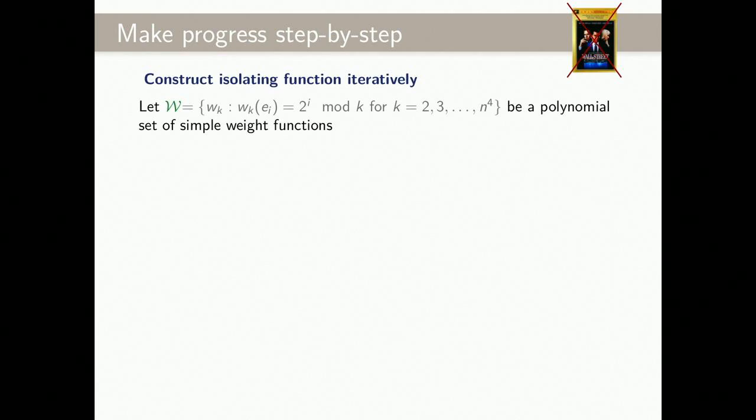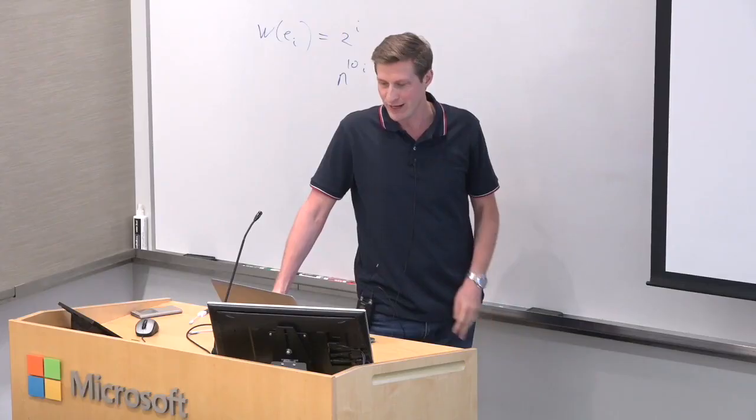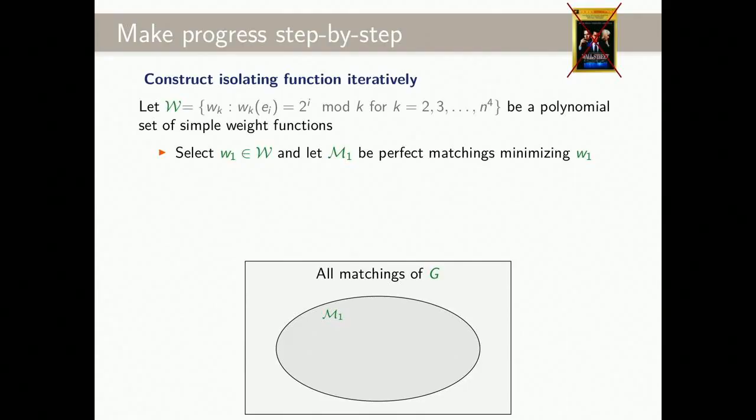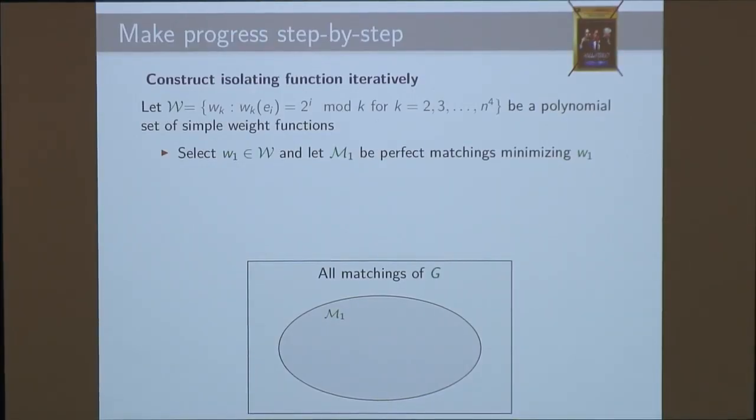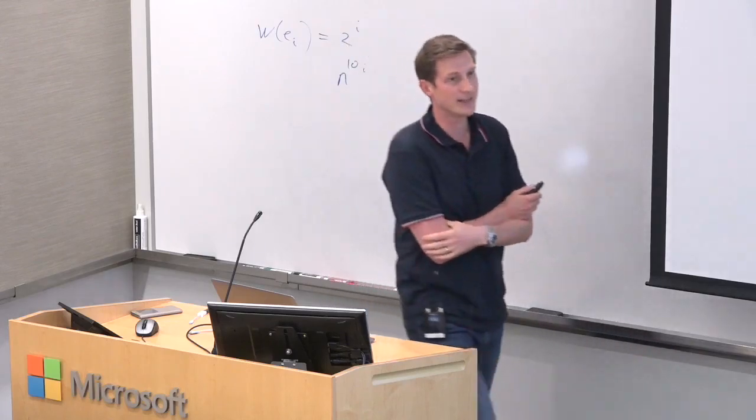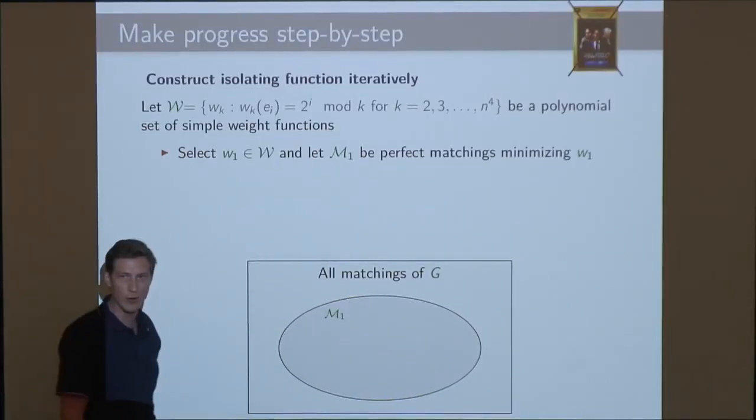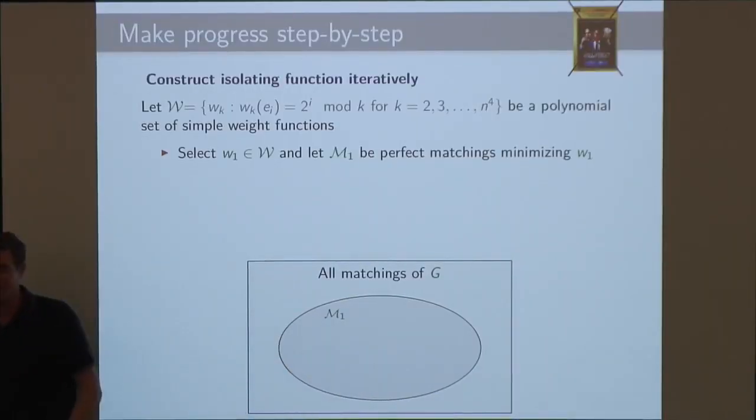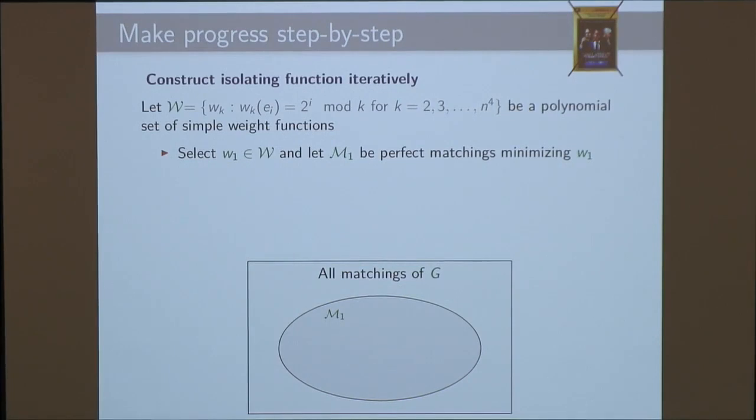Let W for now be a simple family of weight functions. It's polynomially many weight functions and so on. Here I have the set of all perfect matchings in my graph. I select one weight function W1 from my family of weight functions. Now I can select all the perfect matchings that minimize W1, right? If this is a unique perfect matching, I'm done. That was my goal: select a weight function with a unique minimum weight perfect matching. If not unique, I just continue.